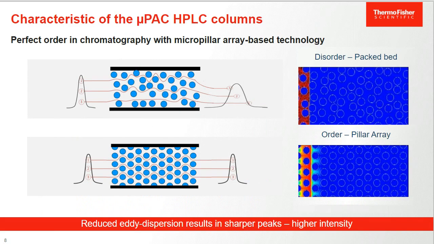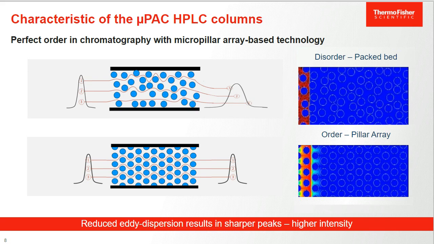Let's take a closer look at a microPAC HPLC column. They are also known as micropillar array columns, a silicon-based low-flow chromatographic column which provides perfect order within the column. The top image here shows a packed bed column, the format we all are familiar with. While they do generate great results, they do have a drawback, and that is less predictable flow path for our analytes. This can cause some dispersion during the separation and broader peaks.